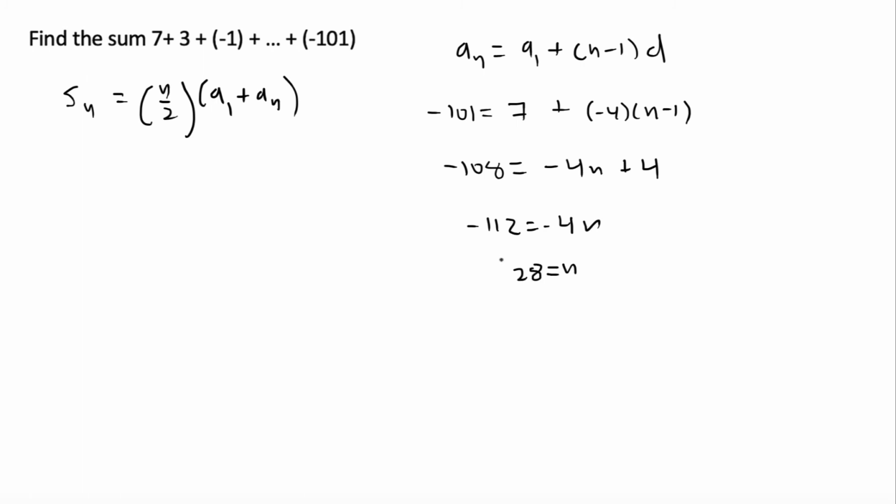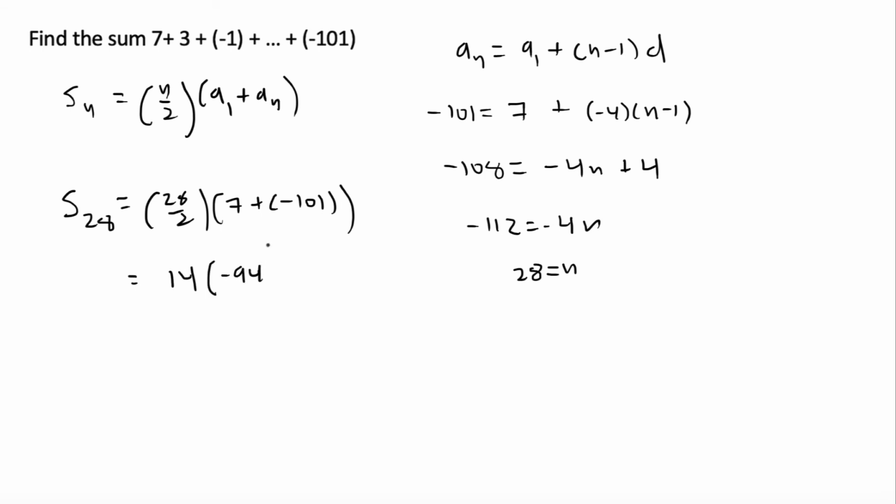So what does that mean? It means that there are 28 terms in this sequence, and -101 is that 28th term. So then the sum of these 28 terms is going to be 28 over 2 times 7 plus -101. And when we do this math here, we should be able to get the sum. So we're going to do 14 times -94, and multiply these together, and that's going to give us our sum. Okay, so we get -1,316.